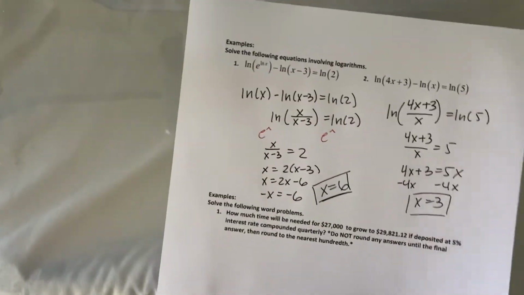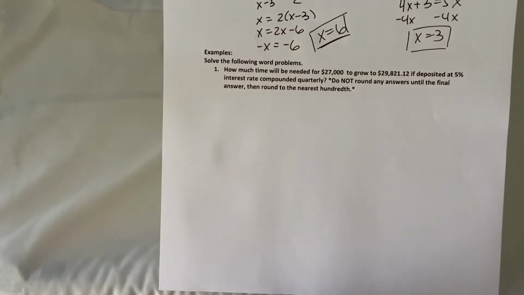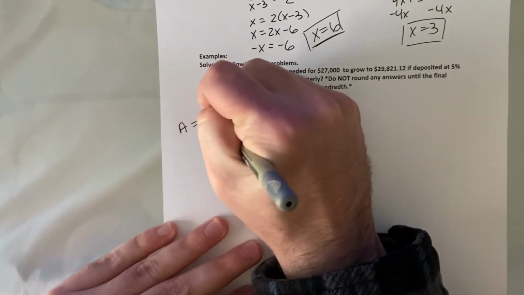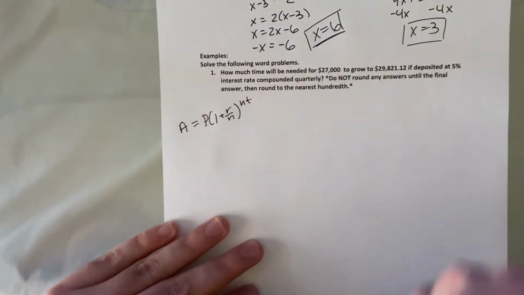So solve the following word problems. How much time will be needed for $27,000 to grow into $29,821.12 if deposited at a 5% interest rate compounded quarterly? Don't round anything until the very end. So if we remember, A equals P times 1 plus r over n to the nt.